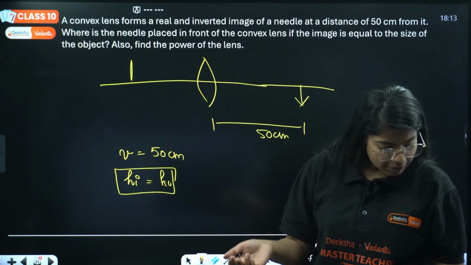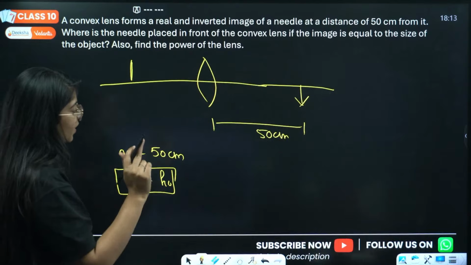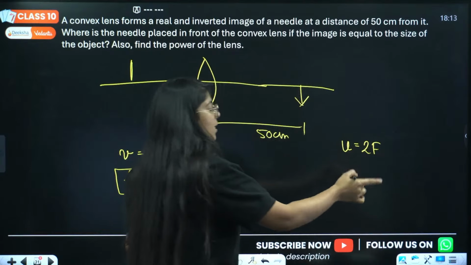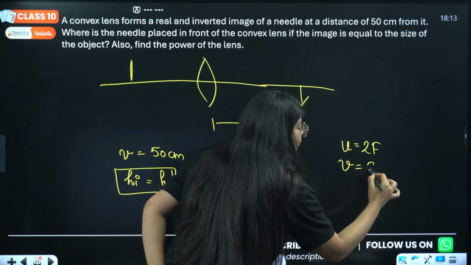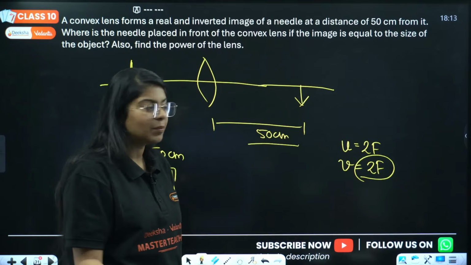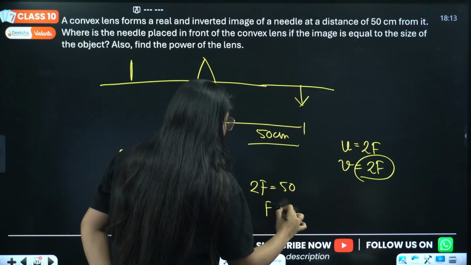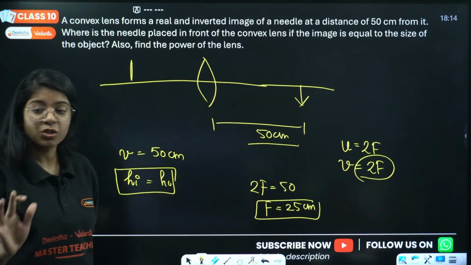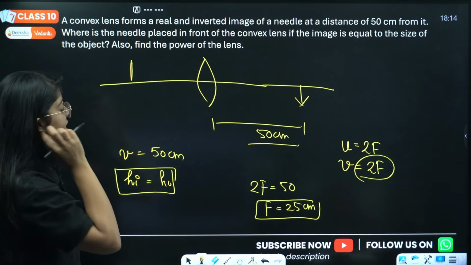That is only one case, ma'am, when the object is placed at 2f. Right? When the object is placed at 2f, that means the image is also forming at 2f. So 2f, the image distance is given, that is 50 centimeter. So 2f equals 50 centimeter. So f will be 25 centimeter. Understood? Everyone? So the focal length of this lens is 25 centimeter.